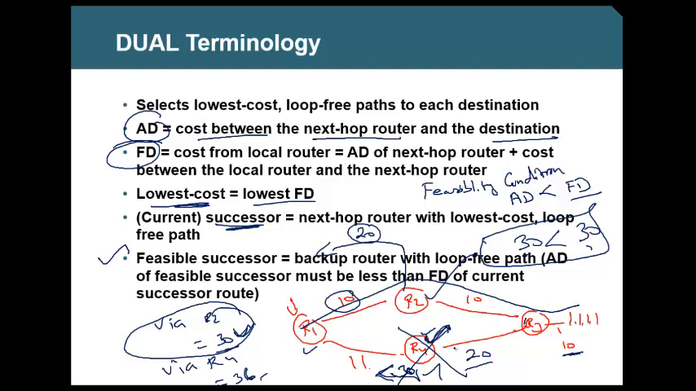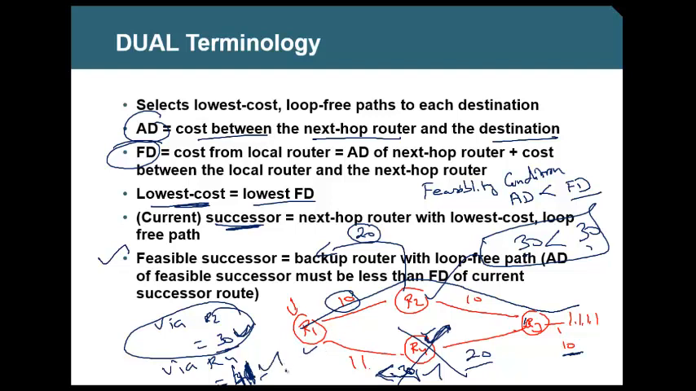So, question: from R1 to R2 to R3, you're talking 30, correct? Yes, 30, correct. Okay, so then the feasible successor, the backup one, R1 to R4 to R3, that's 11 plus 20, 31, plus the 10 is 41? Am I reading that wrong? That is right, 41. So R4 cannot be a successor because the metric is higher, right?